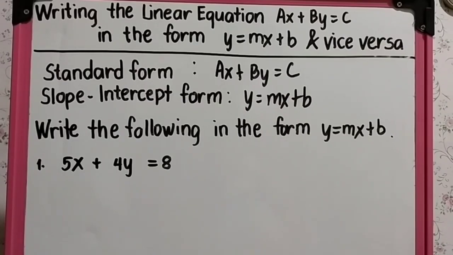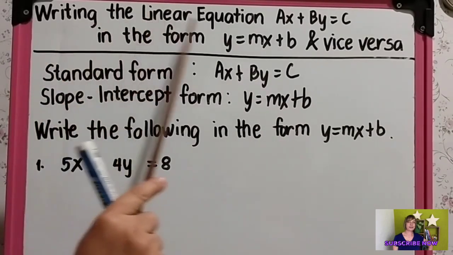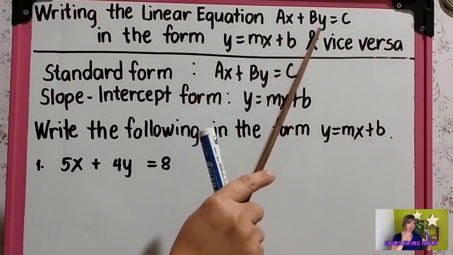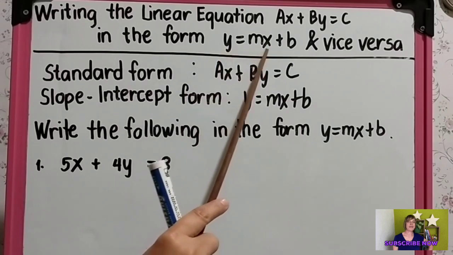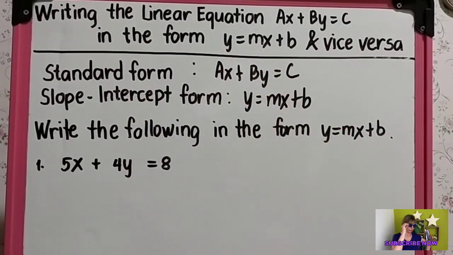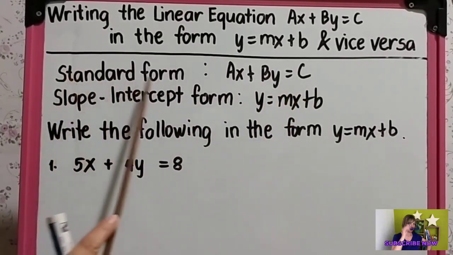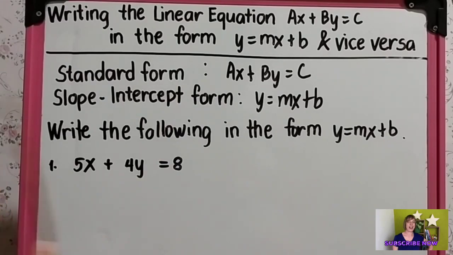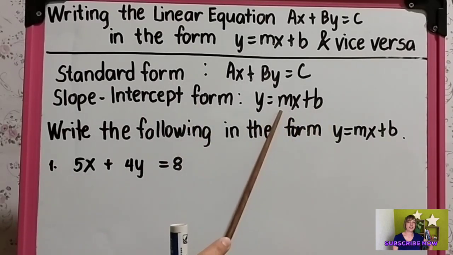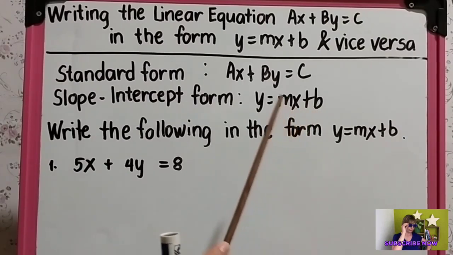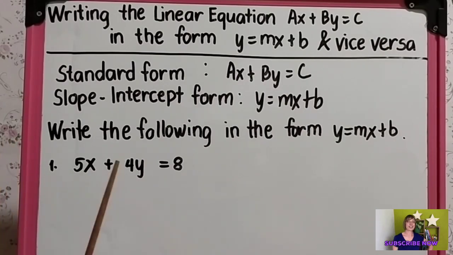Good morning, learners! Today, I'm going to present how to write a linear equation ax plus by equals c in the form y equals mx plus b and vice versa. Remember, we have discussed that the form ax plus by equals c is called the standard form of a linear equation. Now, y equals mx plus b is called the slope-intercept form of a line because in this form, you can see the slope m and the y-intercept b. So, today, we're going to write the standard form into the slope-intercept form.